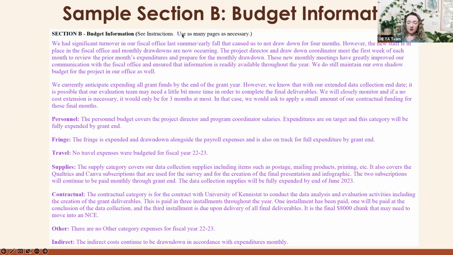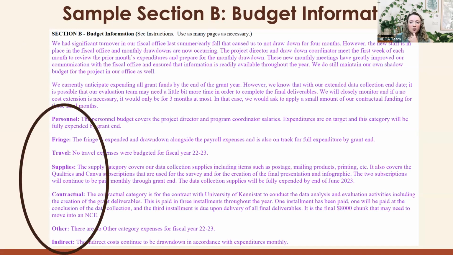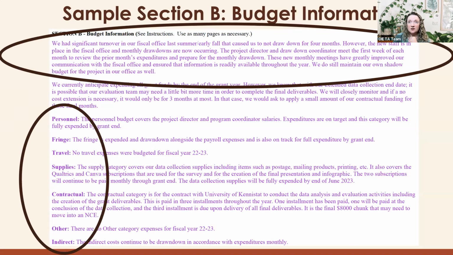So this is an example of a section B narrative. You'll notice that they've broken down their discussion by budget category, which just makes it a lot easier to read. You'll also notice that they have specifically called out how often they're doing drawdowns. In their instance, they weren't doing drawdowns for about 4 months because there was someone missing in the fiscal office, so there was no one to do it. So they talk through what was going on and why they were not meeting that expectation, and what they've done to fix that situation so that moving forward, they'll be doing monthly drawdowns. They made sure to include that information in their narrative.